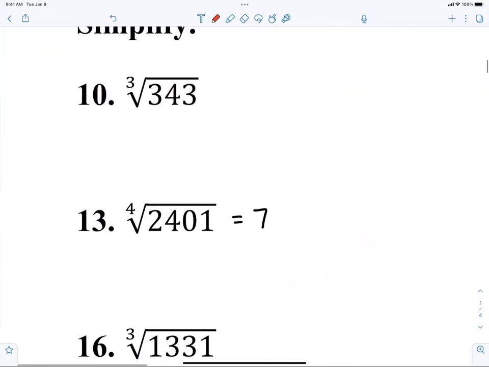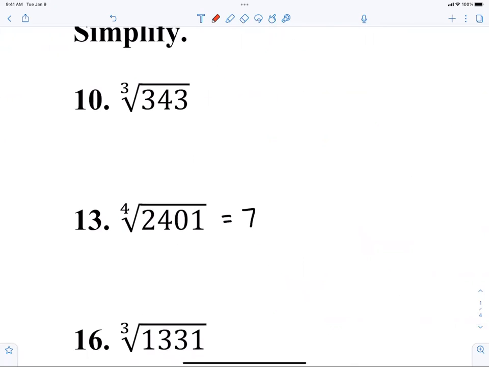All right, now number 10. We want the cube root of 343. So here's where I need your calculator. First thing I want you to do is hit the math button. Now, do you see the cube root? Hit that button and then type in 343 and it should say 7.